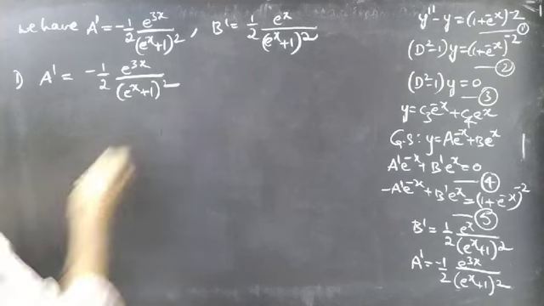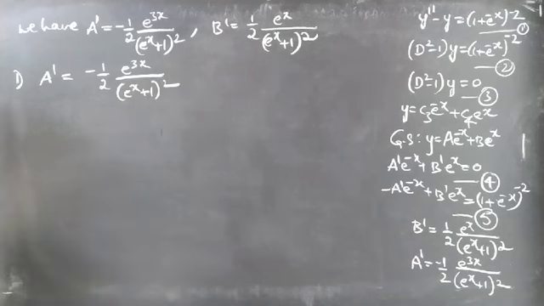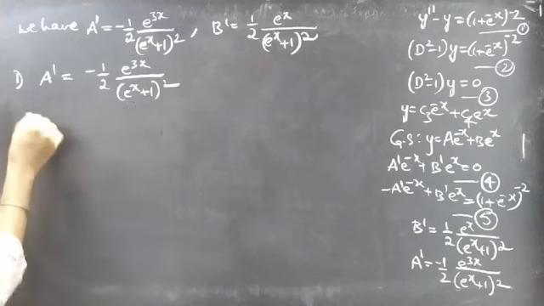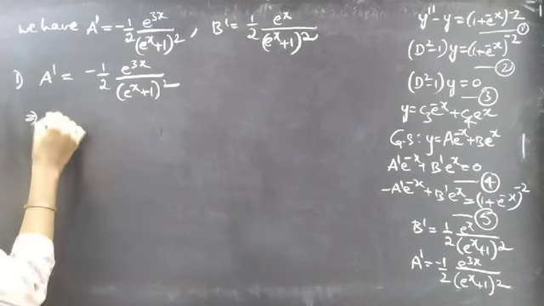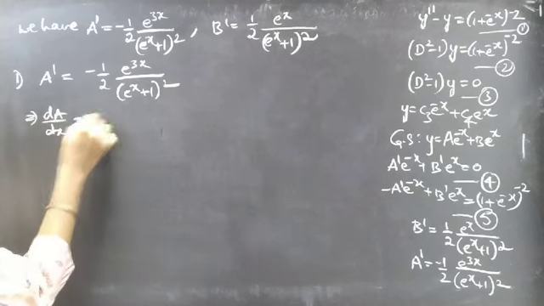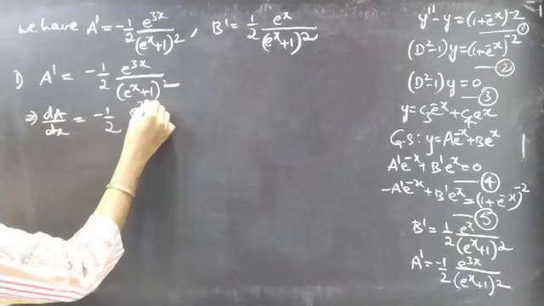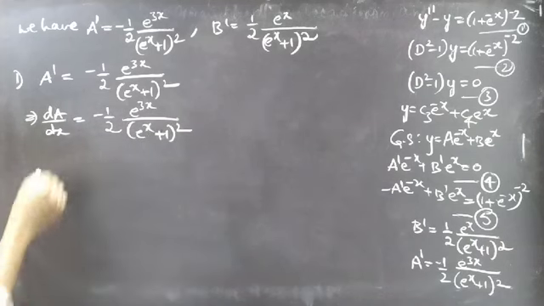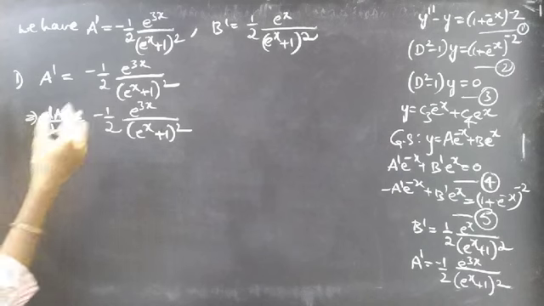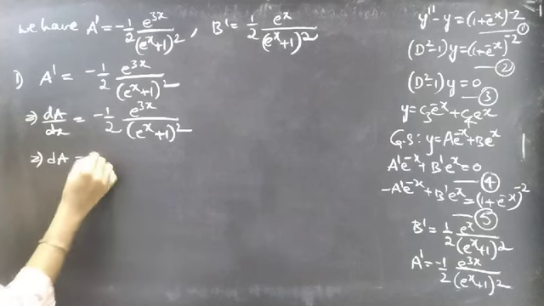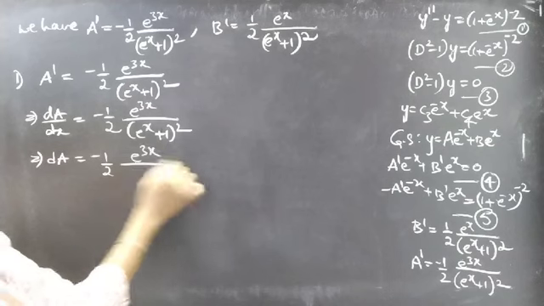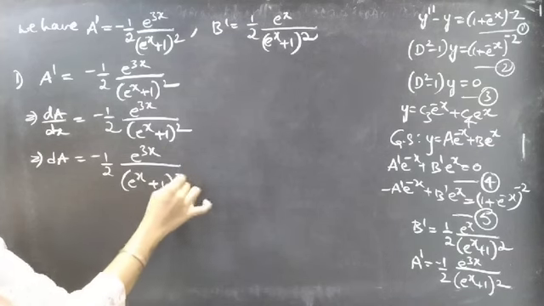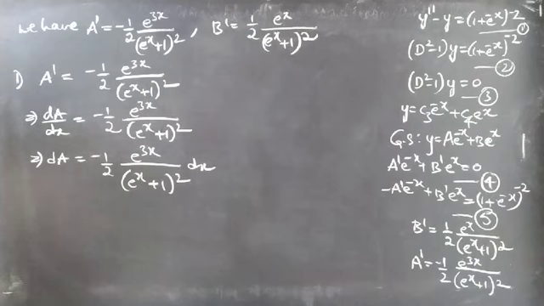Let's find a using a dash equals minus 1 by 2 into e power 3x by e power x plus 1 whole square. Here a dash is nothing but the derivative of a with respect to x, which equals minus 1 by 2 e power 3x by e power x plus 1 whole square. Now let's separate the variables by taking differential dx to RHS. We'll get dA equal to minus 1 by 2 e power 3x by e power x plus 1 whole square into dx. Okay, let e power x plus 1 equal to some t.